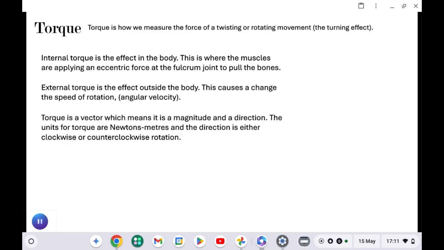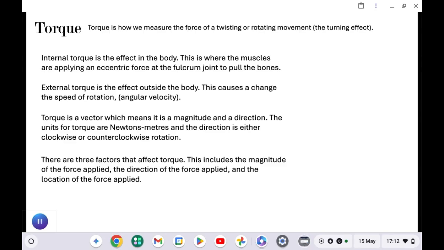Torque is a vector, which means it has a magnitude and a direction. The units for torque are Newton meters, and the direction is either clockwise or counterclockwise rotation. There are 3 factors that affect torque. This includes the magnitude of the force applied, the direction of the force applied, and the location of the force applied. We calculate torque by T equals force times movement arm, also T equals F times R.